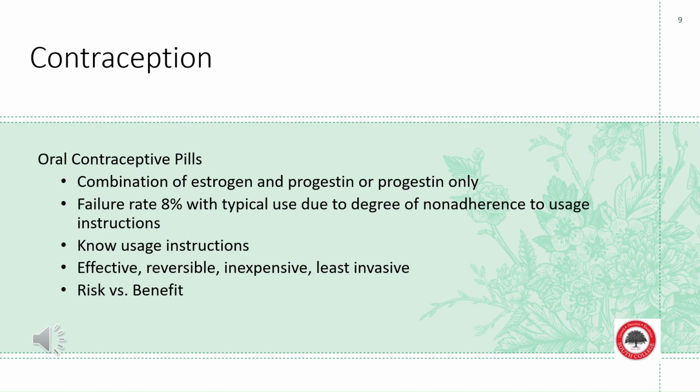Oral contraceptives contain either a combination of estrogen and progestin, or can be progestin only. The most popular oral contraceptives are the 4-week cycle combination pills, and combination oral contraceptives have a failure rate of 3% when used correctly, but the failure rate is 8% with typical use due to non-adherence and failure to follow prescribed instructions.